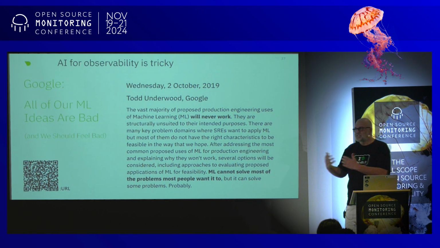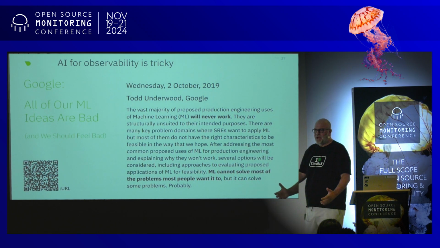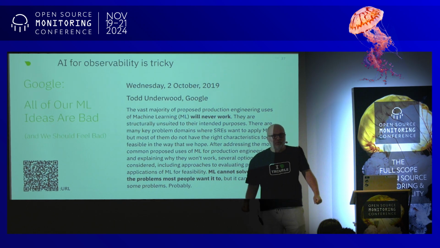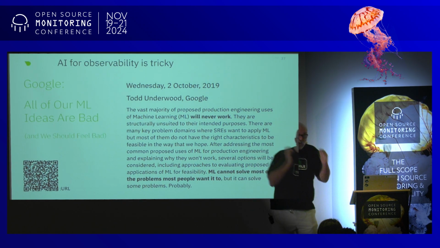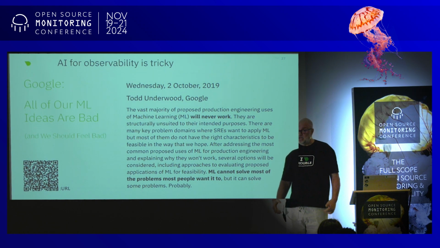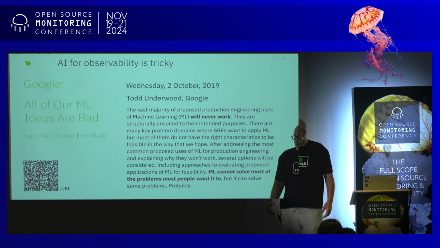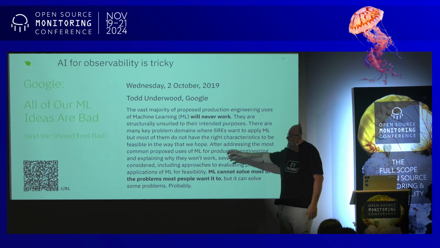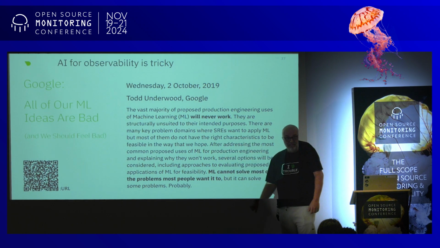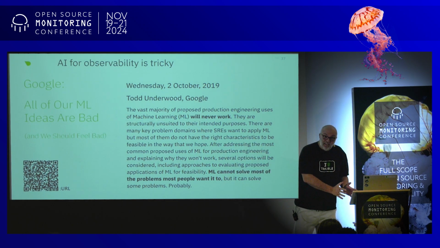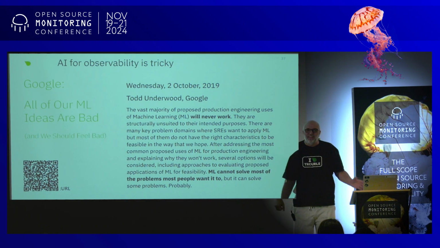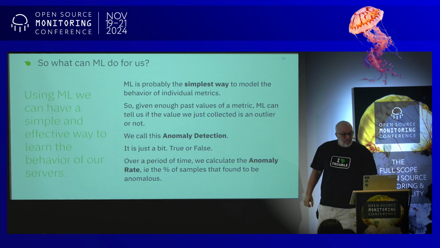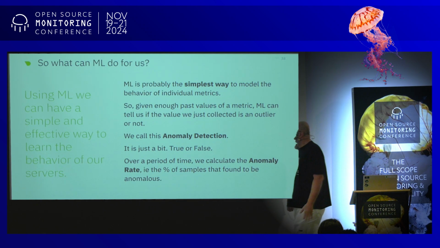He went to Google SREs and said, guys, what do you want AI and ML to do for you? He gathered all the ideas, and he tried to do them. And nothing worked. So he gave this speech, all of our ML ideas are bad. A lot of people think that because of this speech, ML cannot do anything for observability. This is wrong. So what can ML do for us?